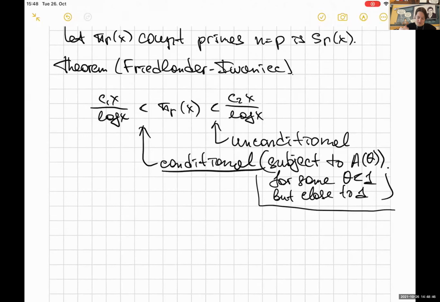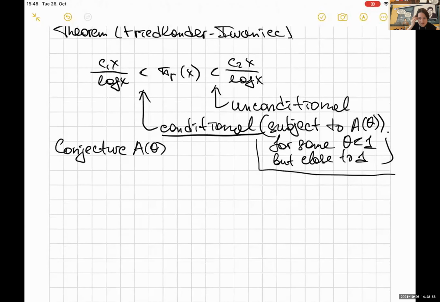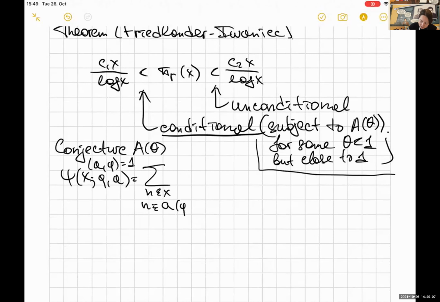Okay, so now what is the conjecture A of theta? Well, this is kind of usual stuff. So conjecture A of theta is between Bombieri-Vinogradov and Elliott-Halberstam. So let me recall. We have psi of x, q, a, where a and q are as usual coprime. This counts over arithmetic progressions Lambda of n. So this is essentially the prime counting function in arithmetic progressions with logarithmic weight.